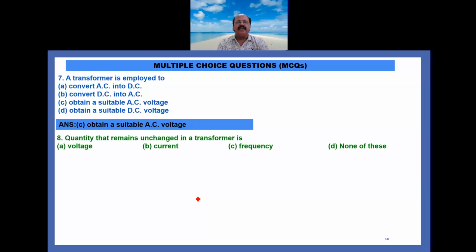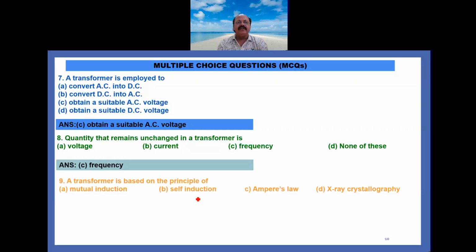Now question 8. Quantity that remains unchanged in a transformer is voltage, current, frequency, none of these. So in transformer basically voltage steps up, steps down. Similarly current also steps up, steps down. If voltage is high, current is low, and voltage is low, current is high. So that's why the answer C is correct. The frequency does not change, that remains constant.